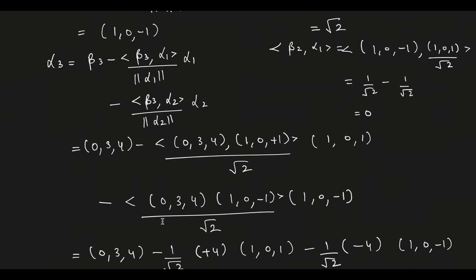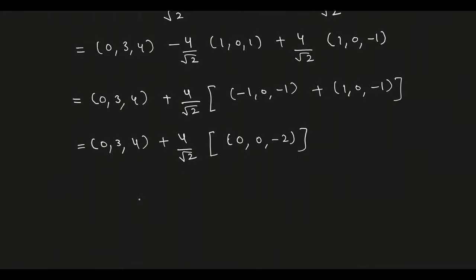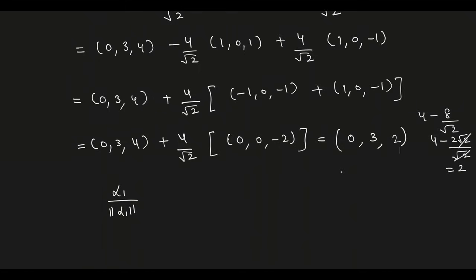So alpha 1, alpha 2, alpha 3. Now I will normalize this: alpha 1 upon norm of alpha 1, or I can solve it further as 0 0 0 3, then 4 minus 8 by root 2. 4 minus 8 is 2 root 2. Is this clear?